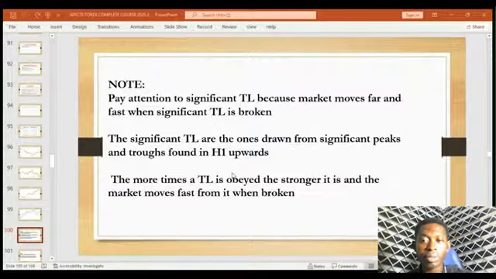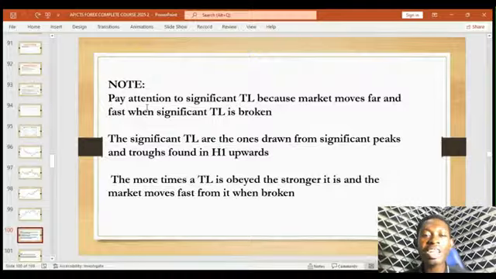Okay, now you should be able to see my screen. So pay attention to significant trend lines because the market moves far and fast when a significant trend line is broken. When a significant trend line is broken, the market moves fast and far.